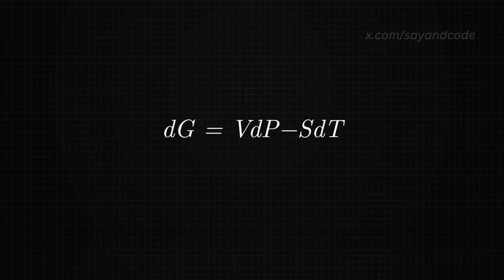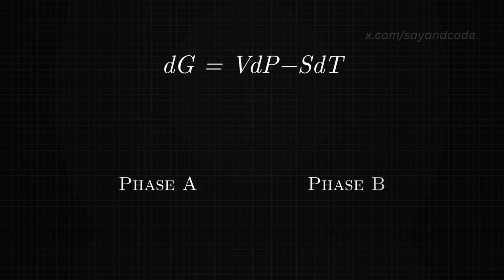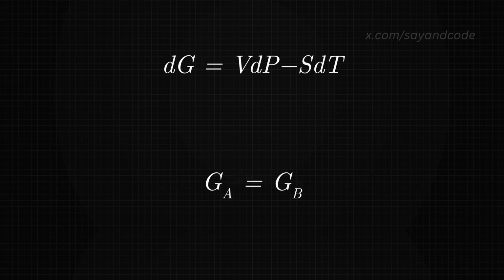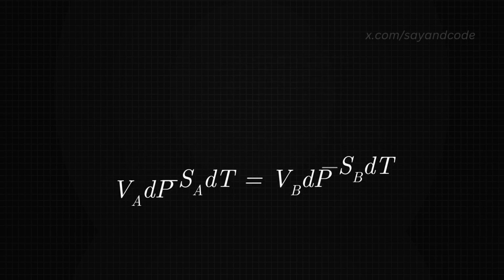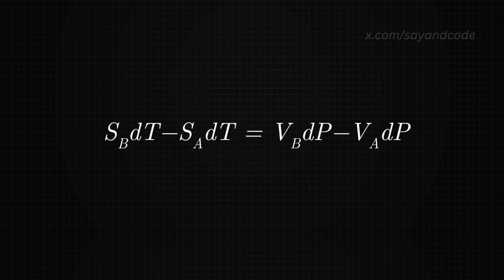Now, consider two phases, A and B. During phase change, both phases are in equilibrium. We know that when a system is in equilibrium, the change in Gibbs free energy for that process is zero. Or in other words, the Gibbs free energy is the same for both phases A and B. This is true in differential form also. We can use the expanded form of dG that we derived earlier. Let's bring all the dP terms to one side, and all the dT terms to the other side.